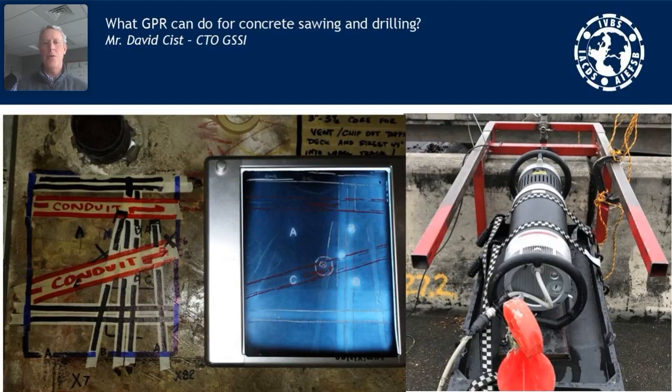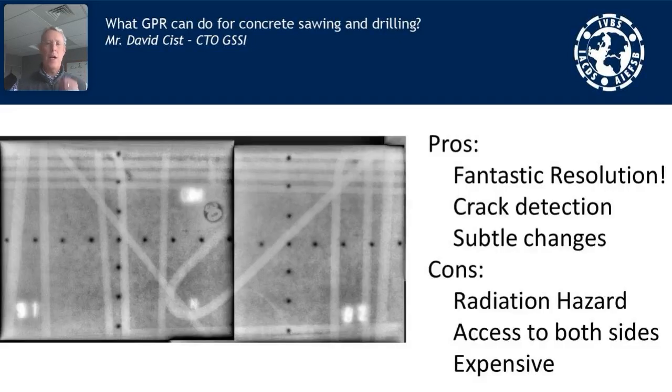X-ray is a marvelous tool. Here's an X-ray tube on the right, and here's an X-ray digital image of the marked out area on the left. It gives amazing pictures and can map out your conduit and your rebar and your post-tension cable very nicely. The pros and cons: the pros are it just gives fantastic resolution. It gives sub-millimeter resolution. And because of that, you can do crack detection and you can map subtle changes in the concrete.